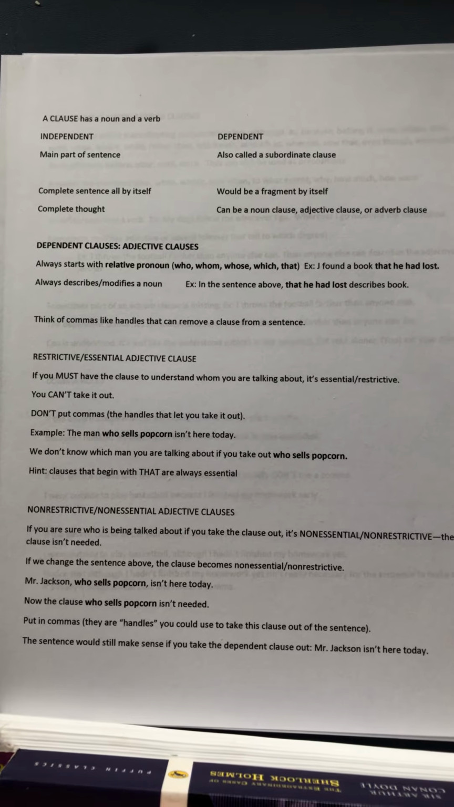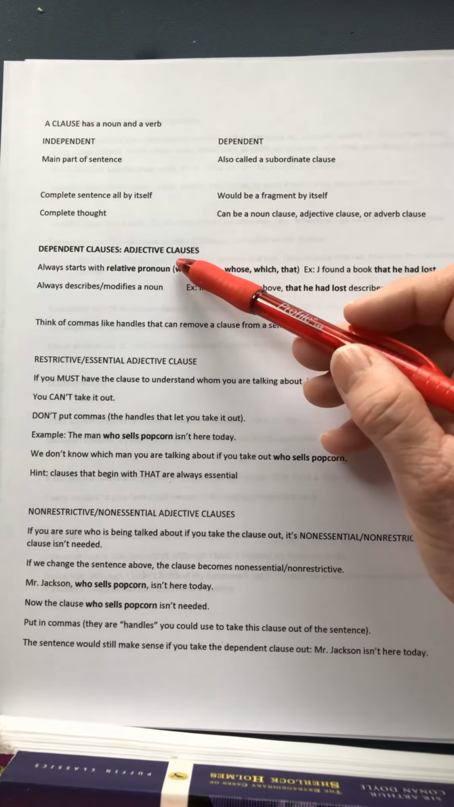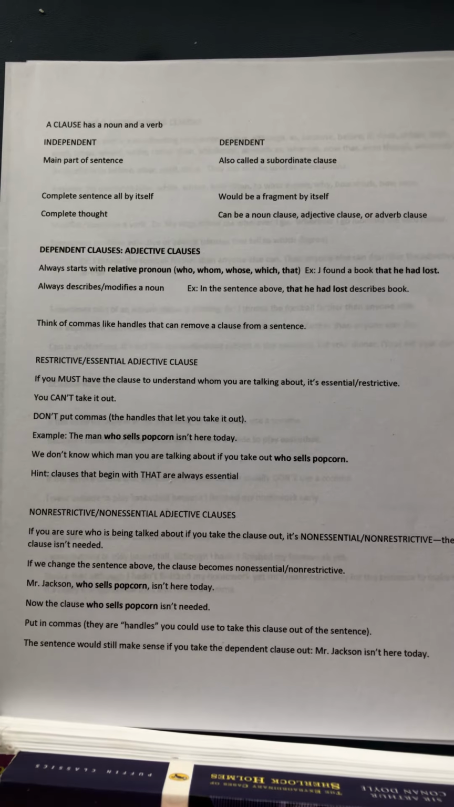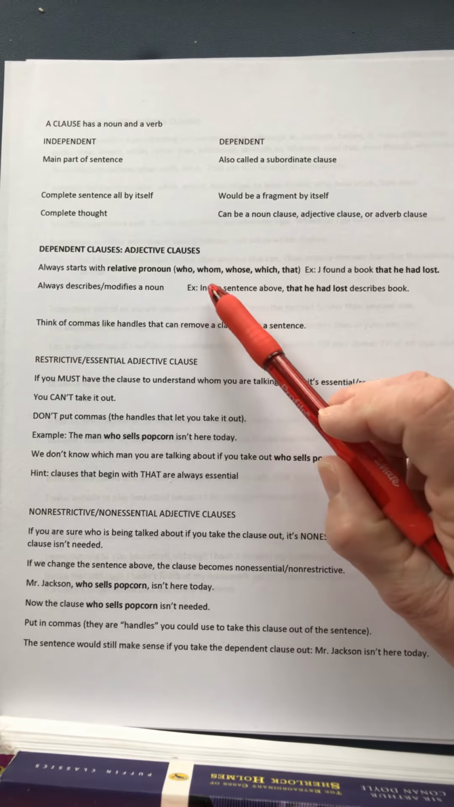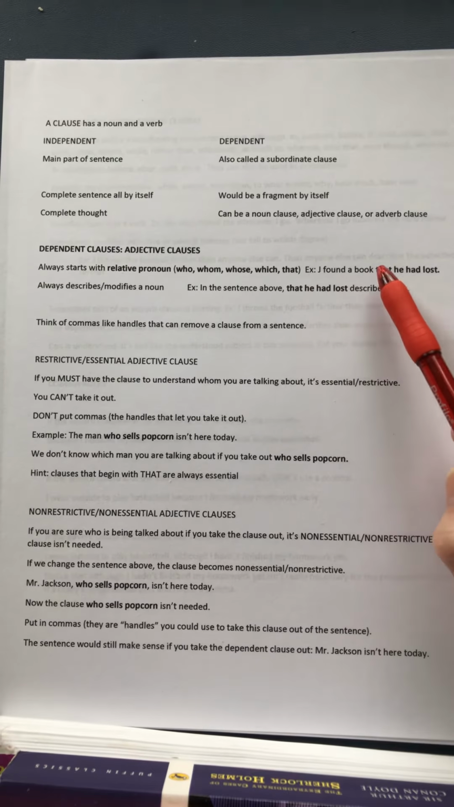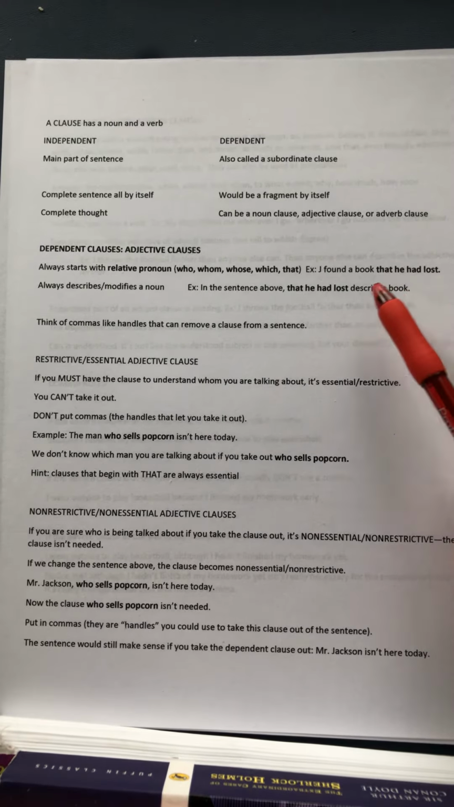Let's talk first about dependent clauses, and let's talk about the adjective clauses. It always starts with a relative pronoun. Those are the words who, whom, whose, which, and that. For example, Jay found a book that he had lost.